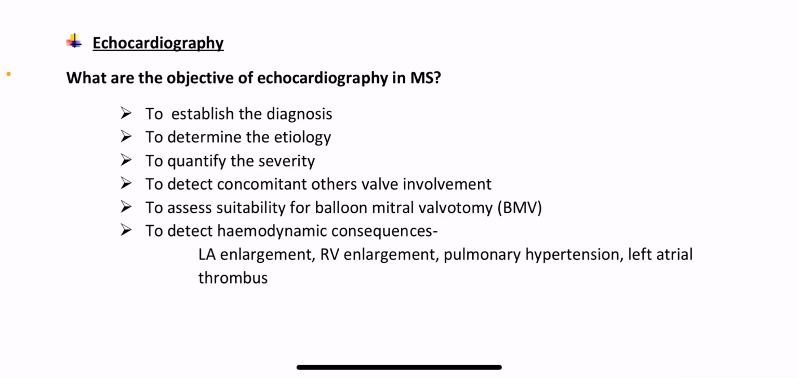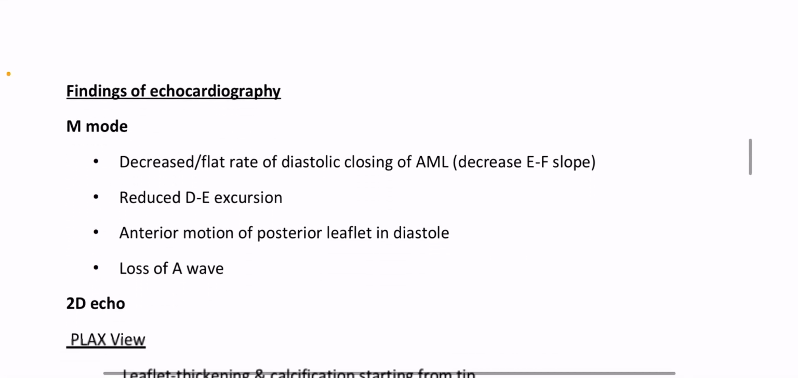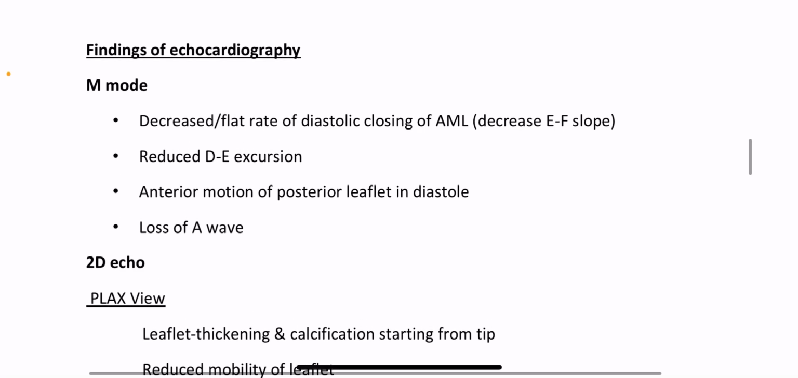Echocardiography. What are the objectives of echocardiography in mitral stenosis? To establish the diagnosis, to determine the etiology, to quantify the severity, to detect concomitant involvement of other valves, to assess suitability for balloon mitral valvotomy, to detect hemodynamic consequences such as LA enlargement, RV enlargement, pulmonary hypertension, left atrial thrombus. Findings of echocardiography in mitral stenosis. In M mode: decreased or flat rate of diastolic closing of AML, that is decreased EF slope. Reduced DE excursion, anterior motion of posterior leaflet in diastole, loss of A wave.